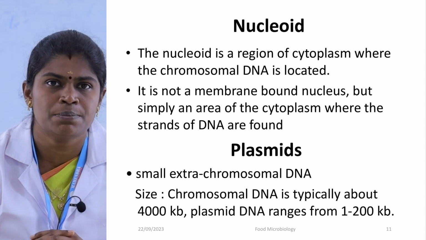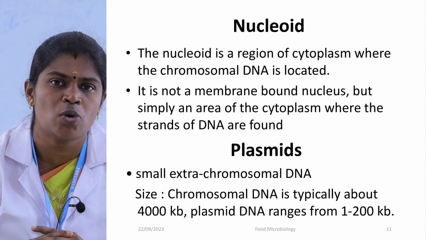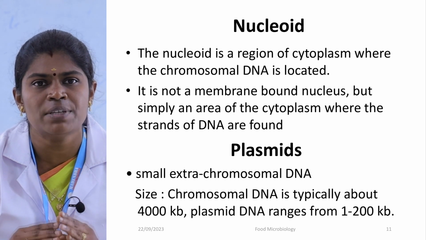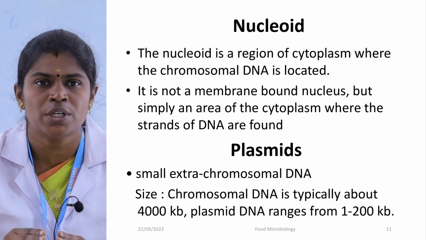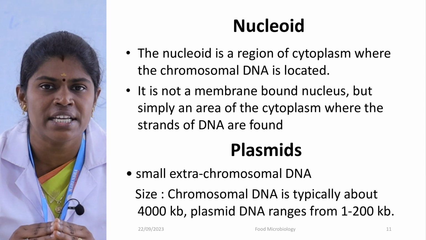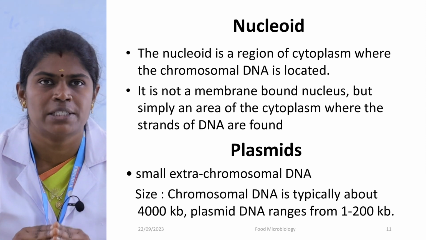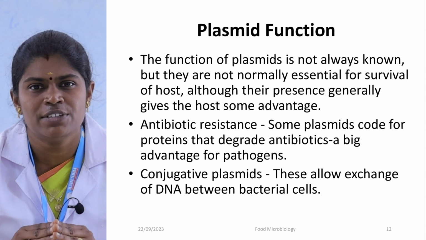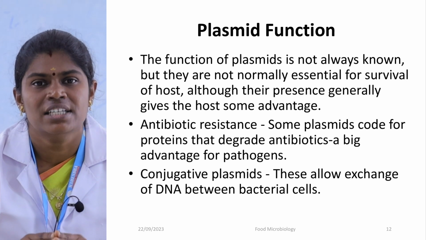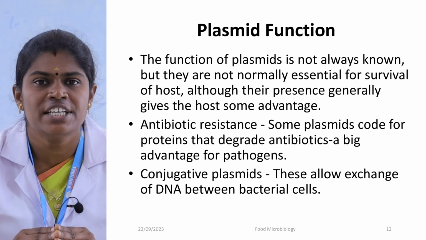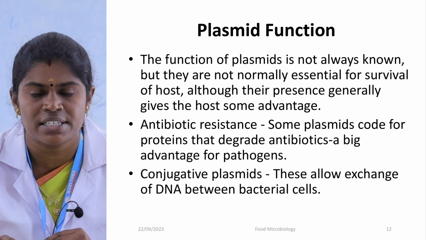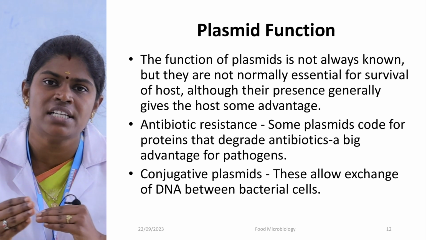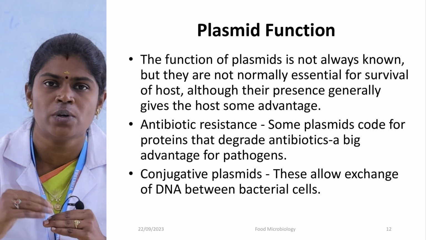Next one is plasmid. Plasmid is a very small DNA. When compared with chromosomal DNA, the size of the plasmid DNA is 1 to 200 kilobase pairs. Normally chromosomal DNA has 4000 kilobase pairs. Next is plasmid function. Plasmids have several functions, like giving resistance against antibiotics. And conjugative plasmids help to exchange DNA from one bacterial cell to another bacterial cell.